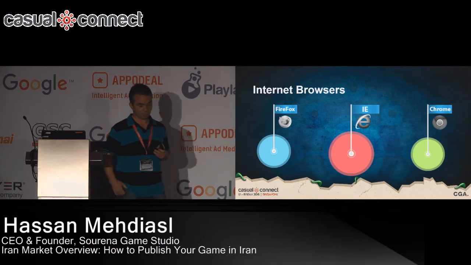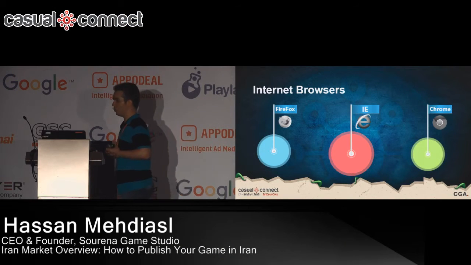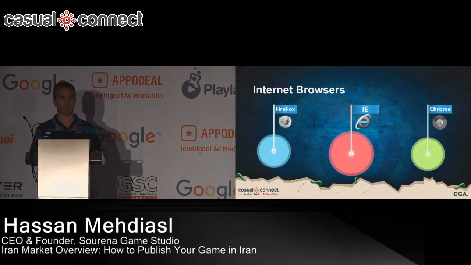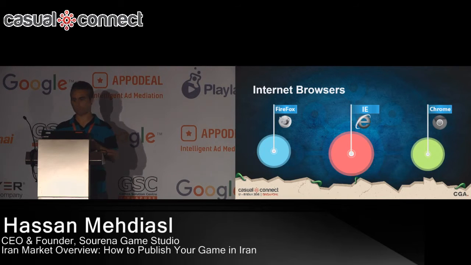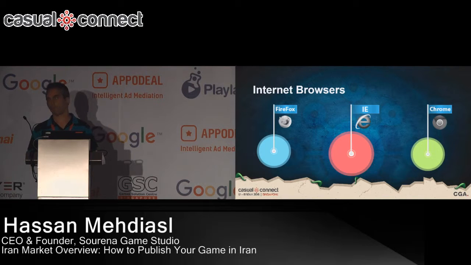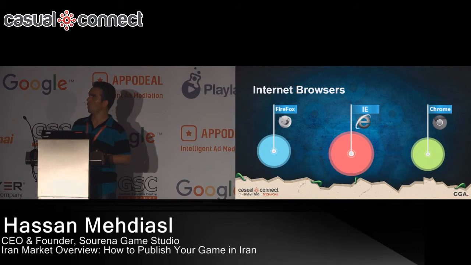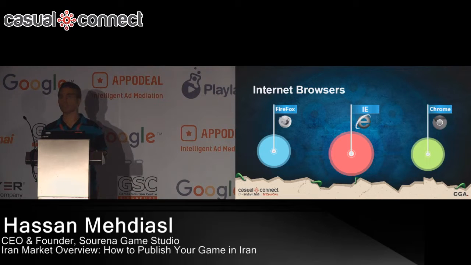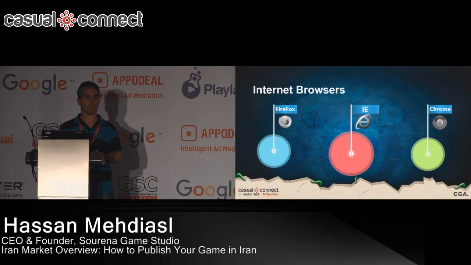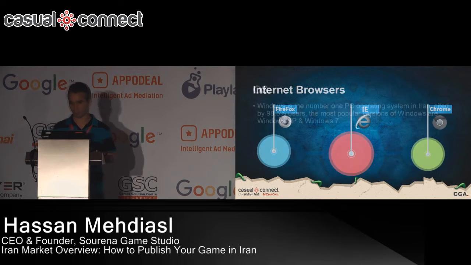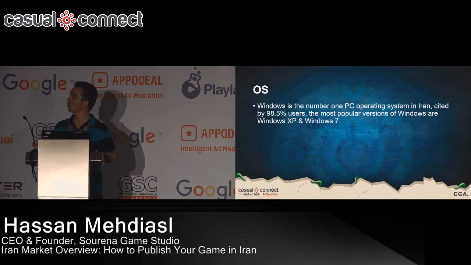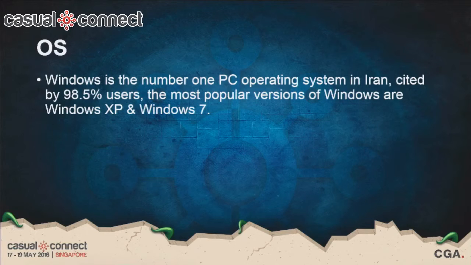Because of many things in Iran, we still use IE, Internet Explorer, as the first web browser, because lots of Iranian governmental websites are designed to be compatible with this browser. So people should use it to access and get services from the government. Because of that, this one is the first, and Firefox and Chrome are in second and third place. And same as other places, Windows is the first PC operating system in Iran too.